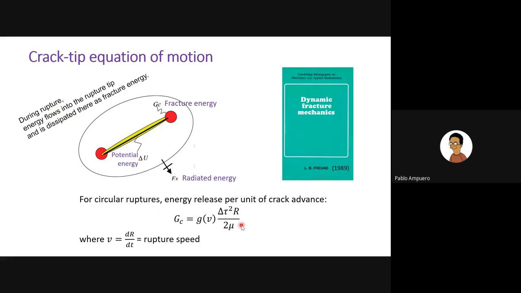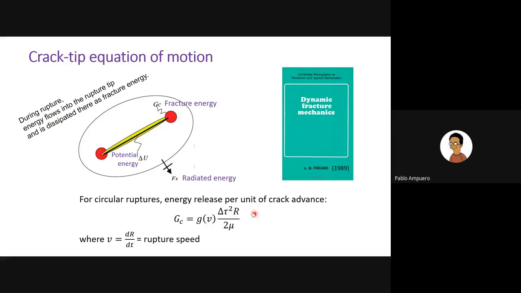Some of these quantities are known, so the shear modulus, yes, we can have good constraints on that from rocks. The stress drop, well, we can estimate that from seismological observations. And the rupture speed, well, it's a variable of the problem. The rupture is growing, so this is changing with time, and the speed also.